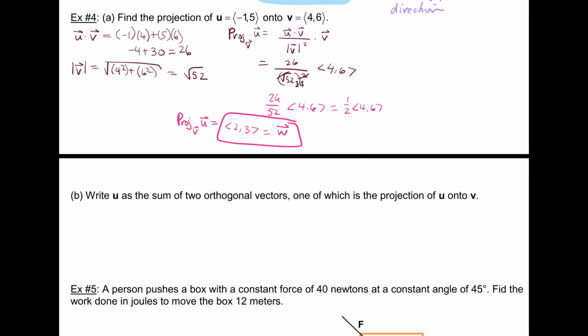Excellent! So, the other part: write U as a sum of two orthogonal vectors, because I made it equal a new vector. The projection I'm labeling as vector W. Because I had vector U, V, and if you follow the alphabet, U, V, W is the next one.